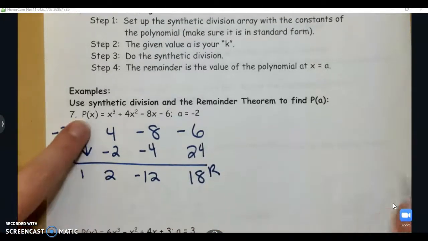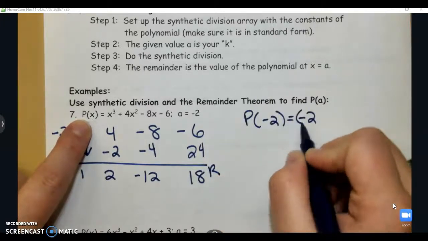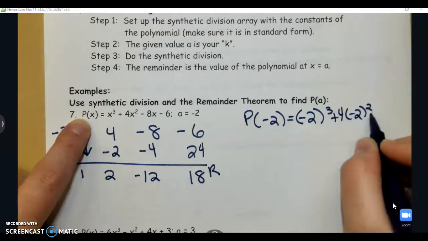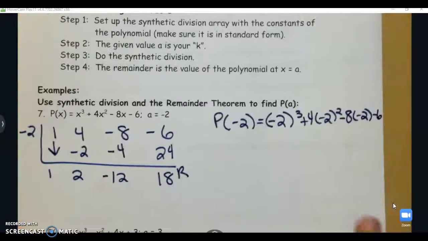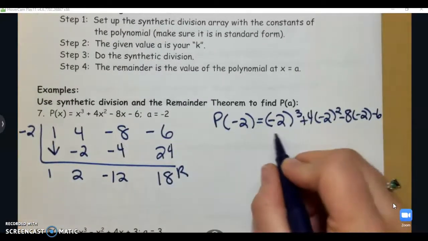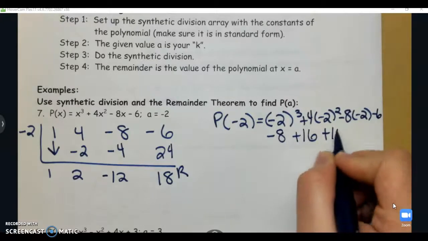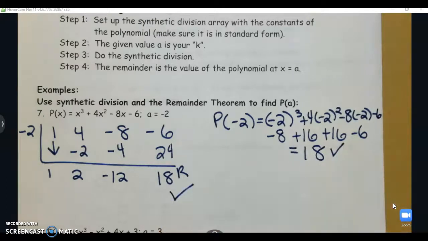Now, if I plug in -2 to my function, that's -2 cubed plus 4 times -2 squared minus 8 times -2 minus 6. Sorry, that's getting kind of tight there. But that would be -8 plus 16 minus 6, and that does get us 18. So it is the same.